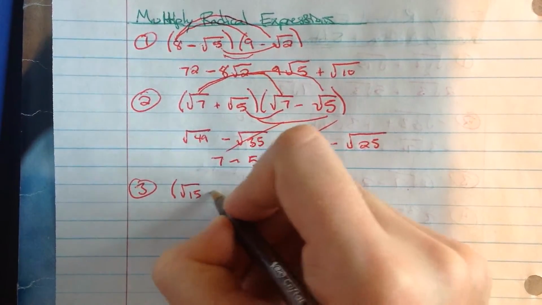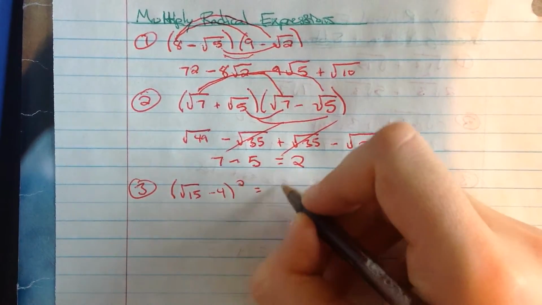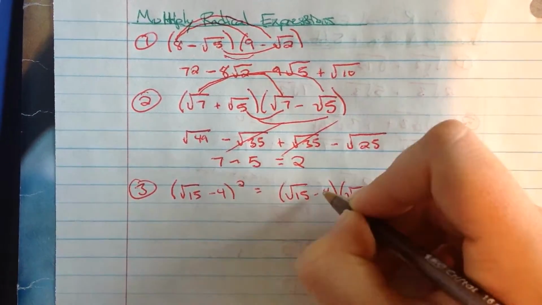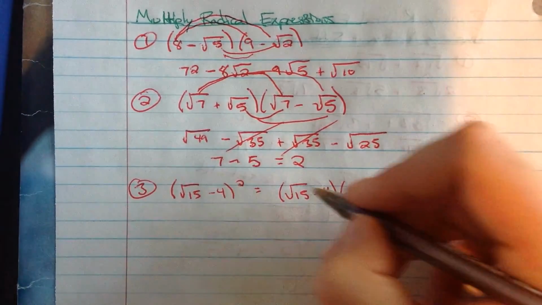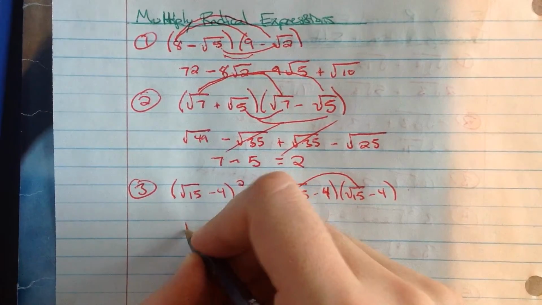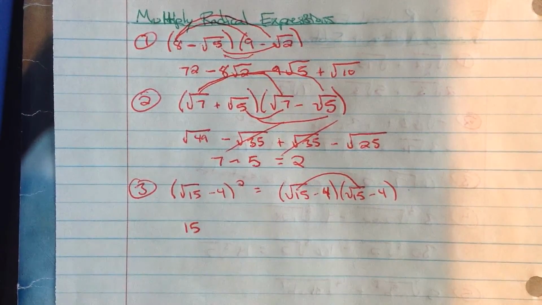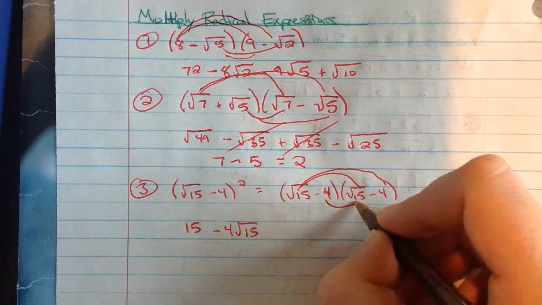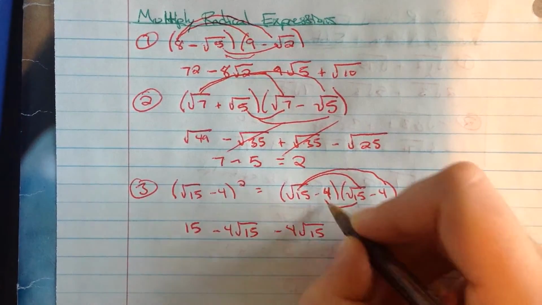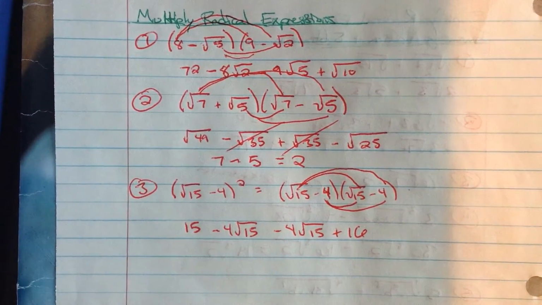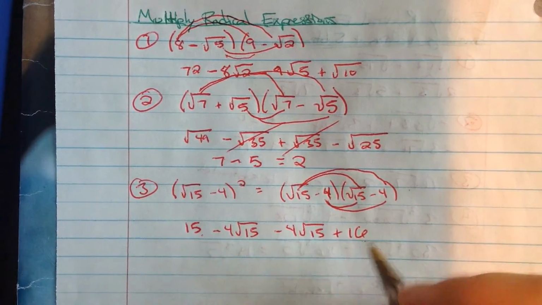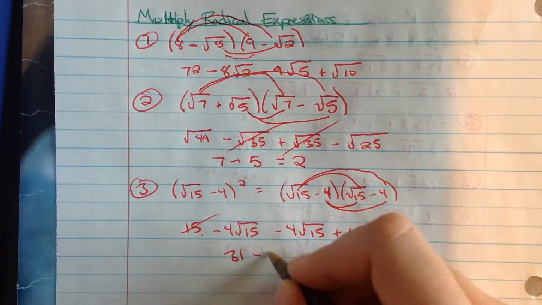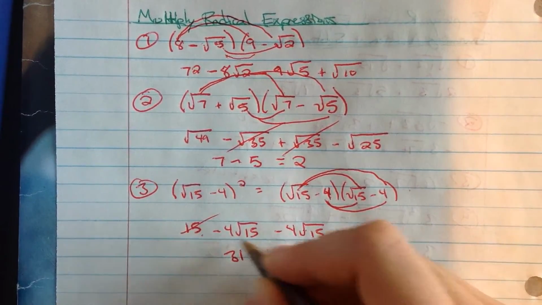Square root of 15 minus 4 squared is square root of 15 minus 4 times square root of 15 minus 4. First, square root of 15 times square root of 15 cancels the square root. It's going to be 15. Minus 4 square roots of 15 for the outer, minus 4 square roots of 15 for the inner, plus 16 for the last. So 15 plus 16 is 31. Negative 4 and negative 4 makes negative 8 square roots of 15.